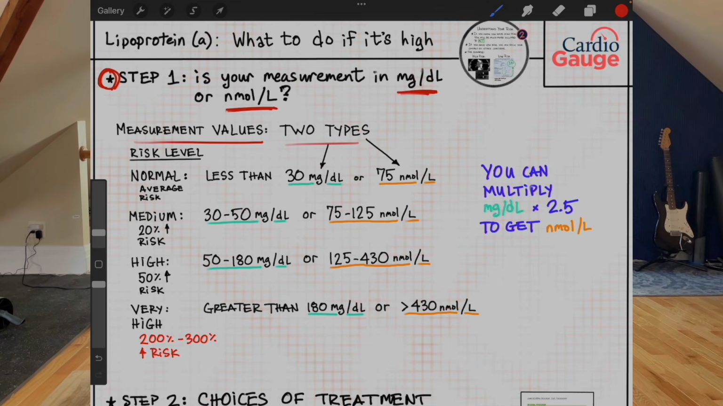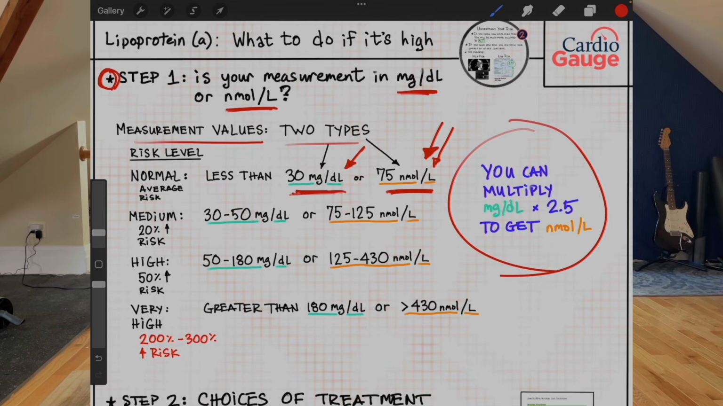So the measurement values, there's two types, the milligrams per deciliter system and the nanomoles per liter. This system is preferred, and more labs do it like this now. But there are plenty that do it like this, and I have numerous patients who had the milligram per deciliter measurement. You can multiply the milligram per deciliter by 2.5, and then you'll get the nanomoles per liter. There's some subtleties with all that, but anyway, more or less 2.5.